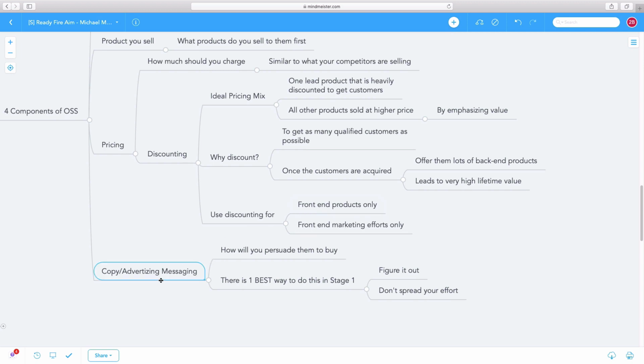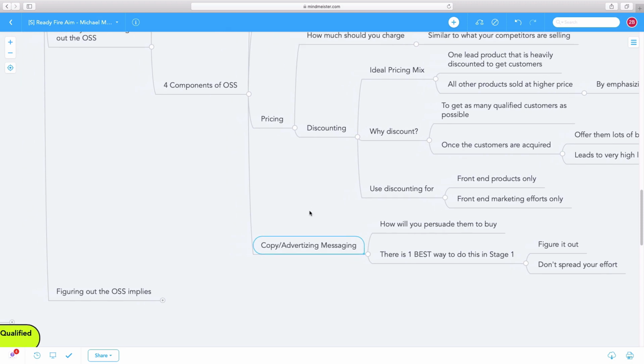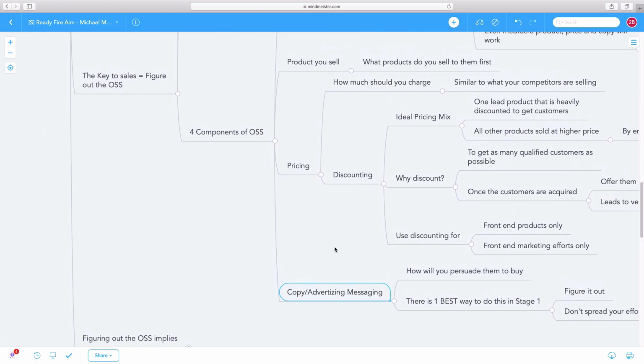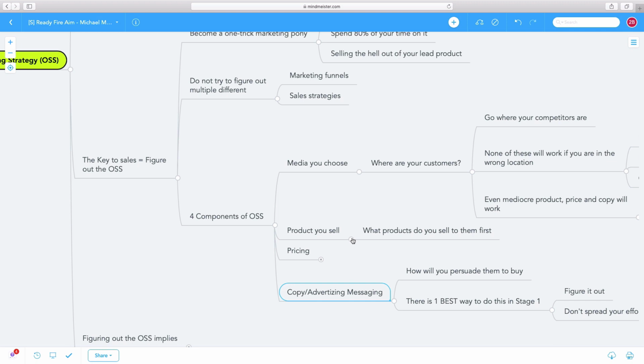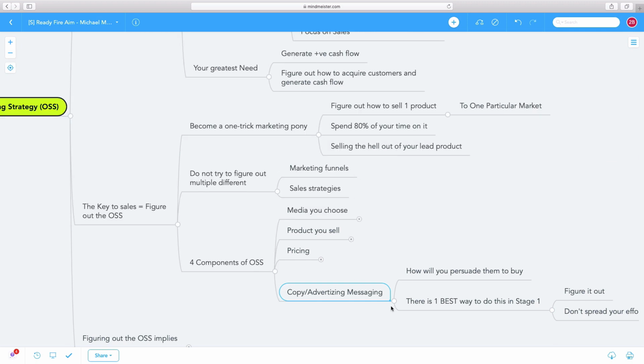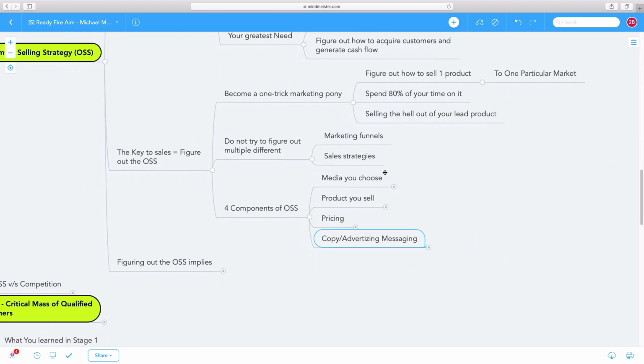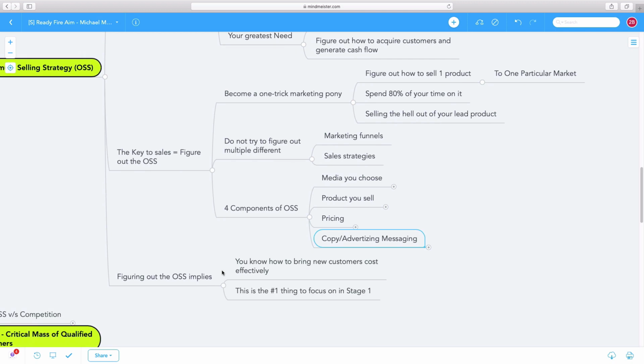And the fourth component of your OSS is your copy, your advertising messaging. And those four components make up your optimum selling strategy. The media, the product, the pricing, the copy, and the messaging, all of those combined with your overall sales strategy will become your one optimum sales strategy.